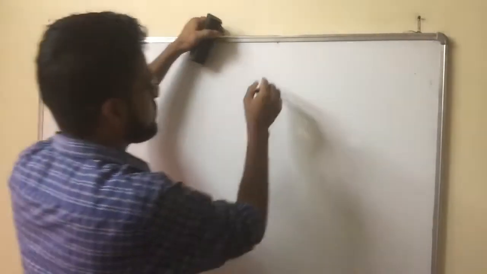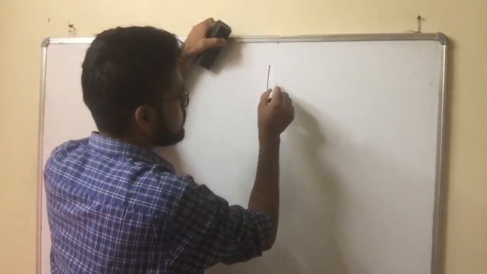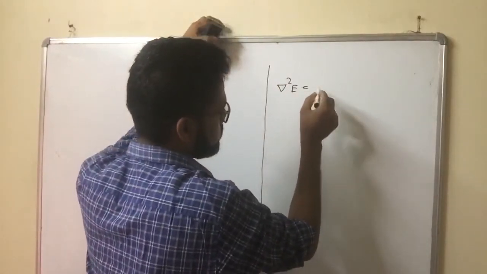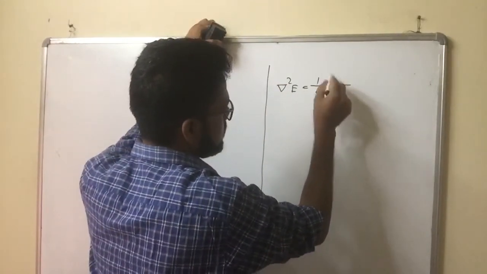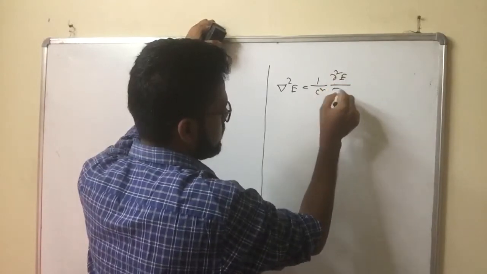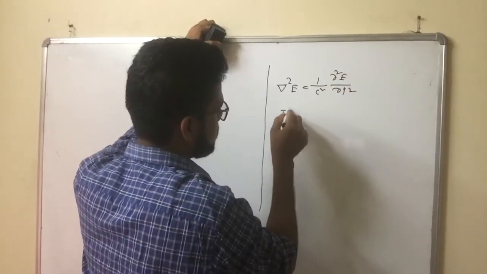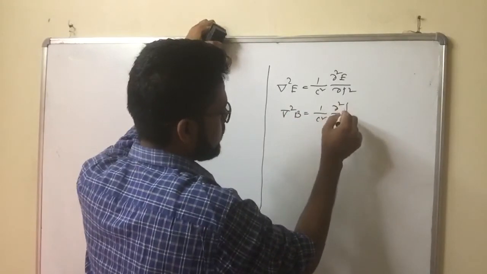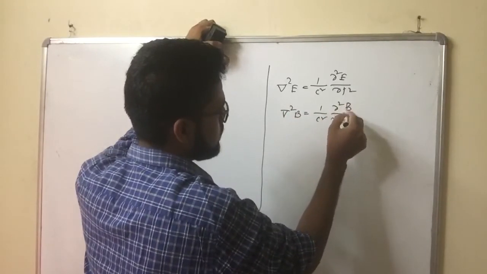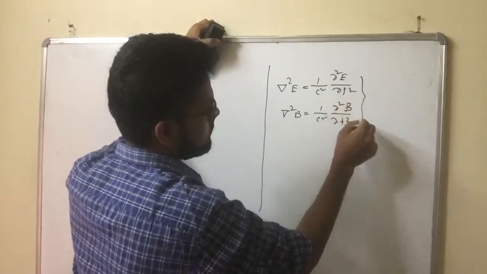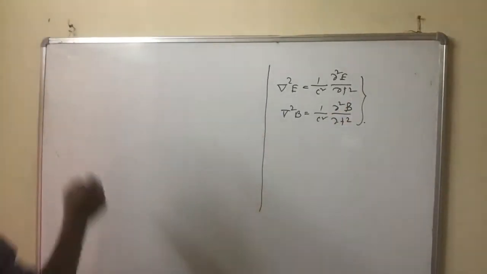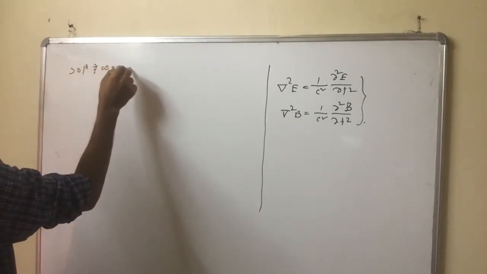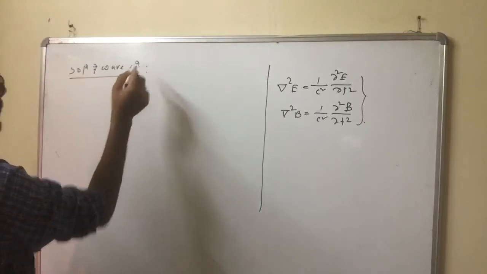Now I simply modify the equation like this. Del square E equal to 1 by c square del square E by del t square. Del square B equal to 1 by c square del square B by del t square. This is the wave equation. Now the question is, what is the solution of the wave equation?